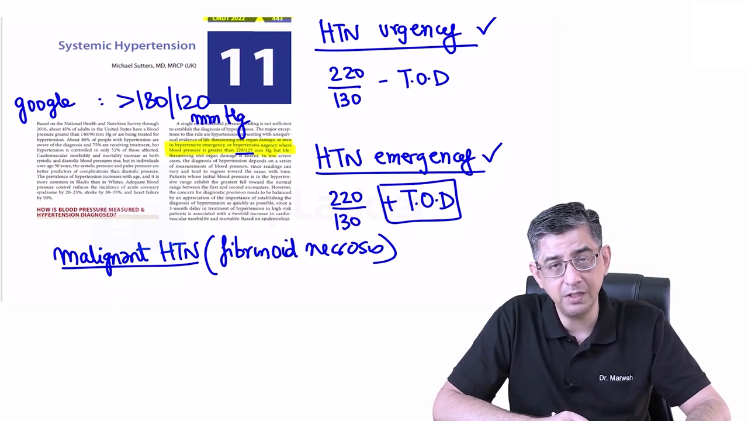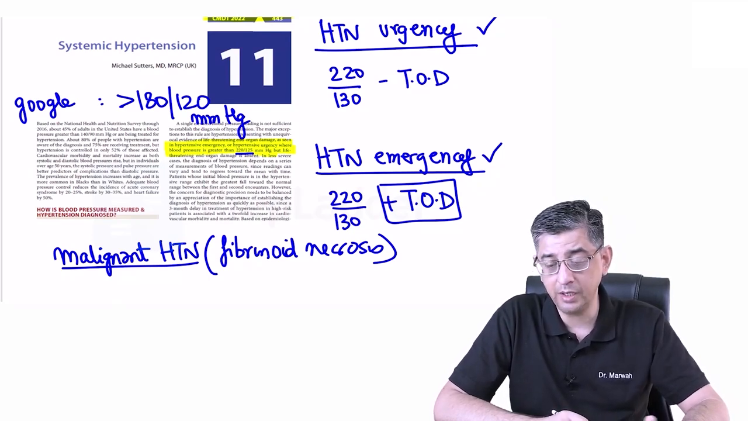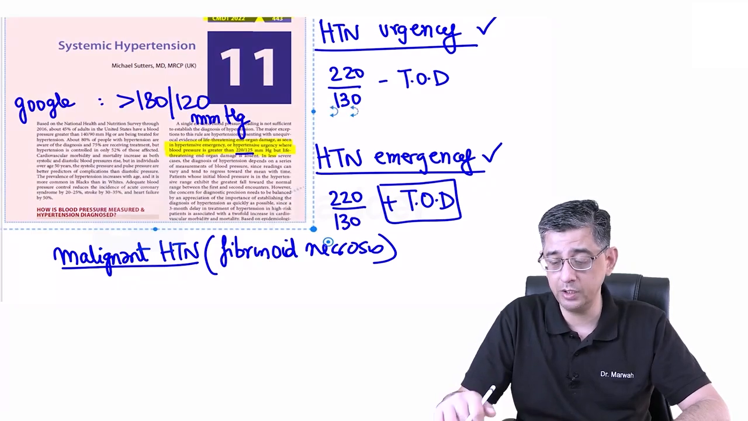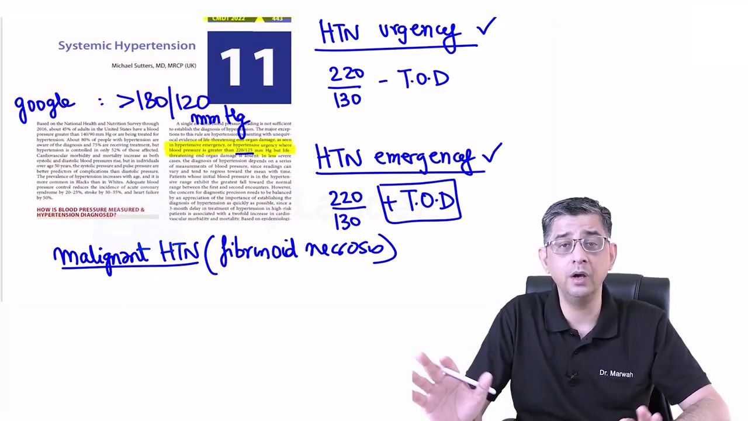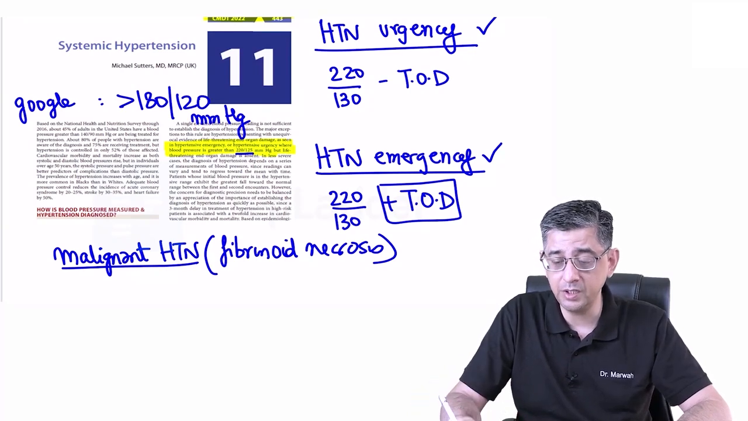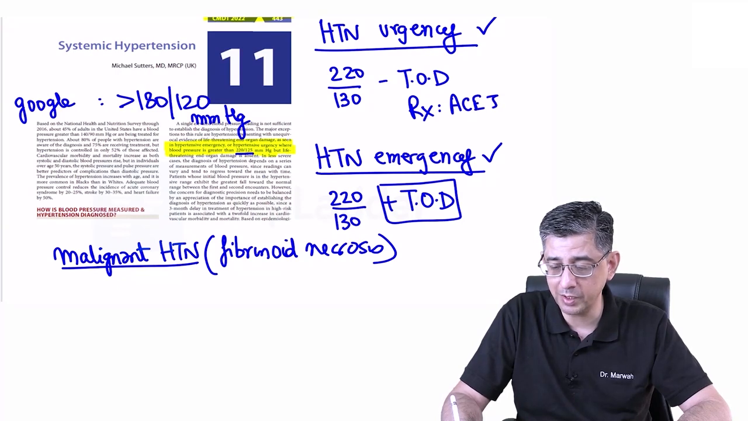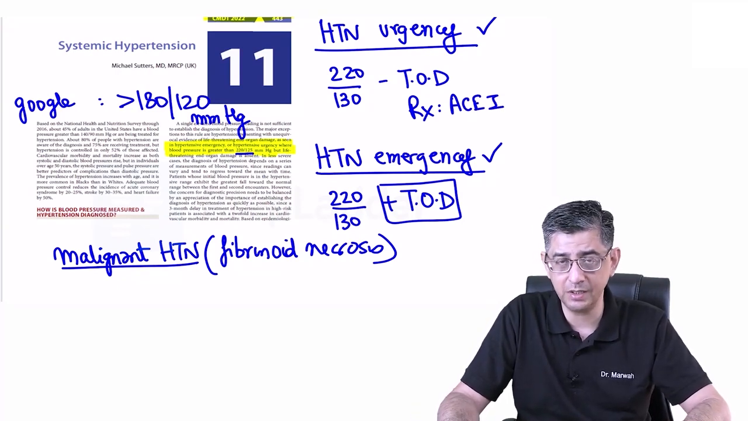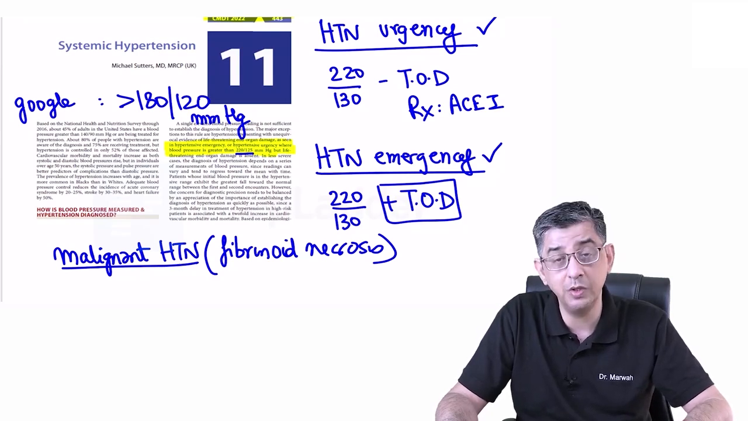Yes, you should try to identify early. I mean, somebody comes at 170 by 110. It's not that I'm going to wait for the blood pressure to go beyond these mathematical values and then I'll say, okay, I will treat you. For urgency, if he asks what is the treatment, you just need to give ACE inhibitors to this patient, considering that the age of the patient is less than 55. If more, we can be using CCBs also.